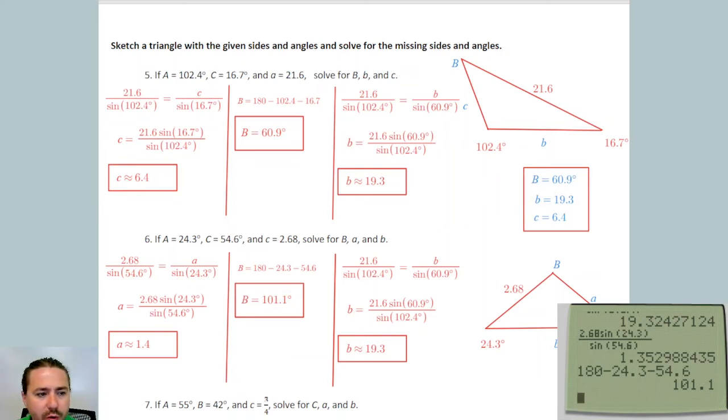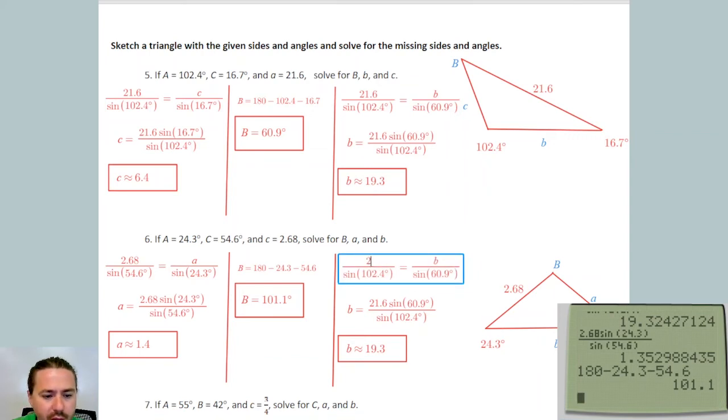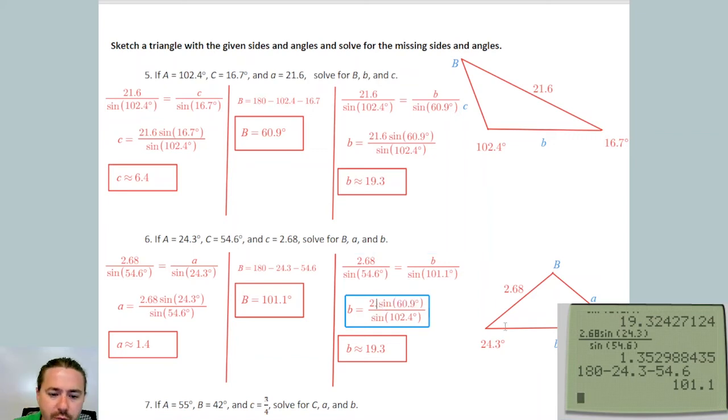All right, I guess, the way we're working this out, we don't really need this extra answer box, do we? We're boxing them as we go. Okay, so anyway, there's angle B, and now we need to use that to find side B. So we'll use the same ratio that we used in the first part, which is side C divided by the sine of angle C equals B, which is what we're trying to find, over the sine of 101.1. So we've got 2.68 times the sine of 101.1 divided by the sine of 54.6.